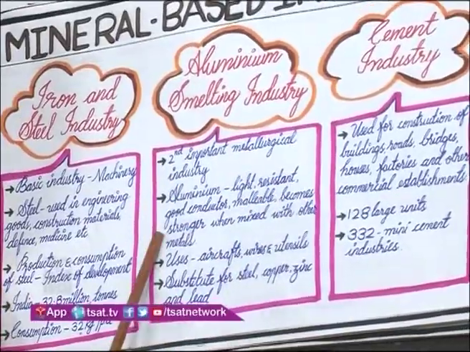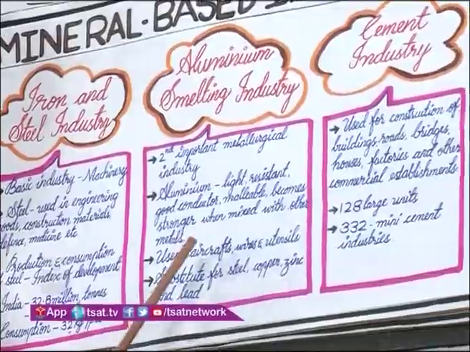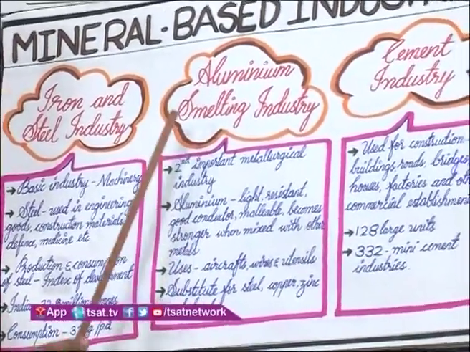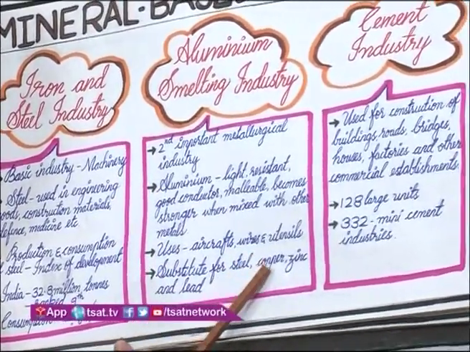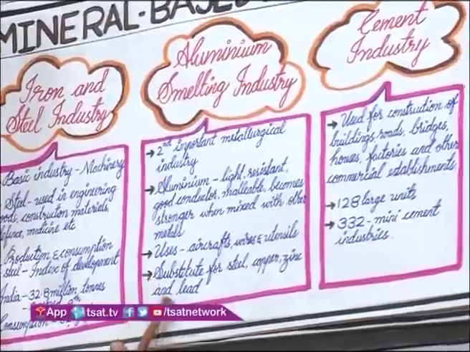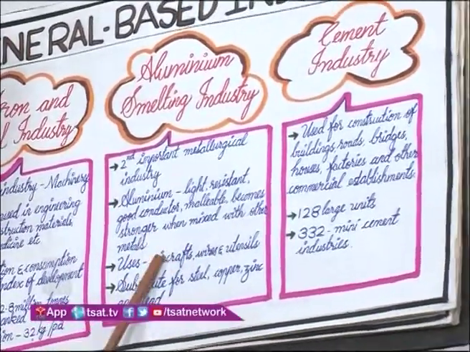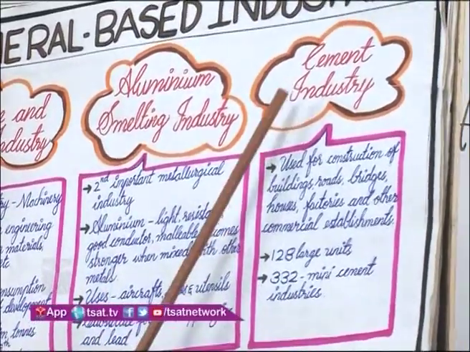Aluminium becomes stronger when mixed with other metals, and there are many uses like making aircraft, wires, utensils and many other things, and it is used as a substitute for steel, copper, zinc and lead. So many uses of aluminium. If you try to recall the picture of an aeroplane, you can also see the big aluminium material.